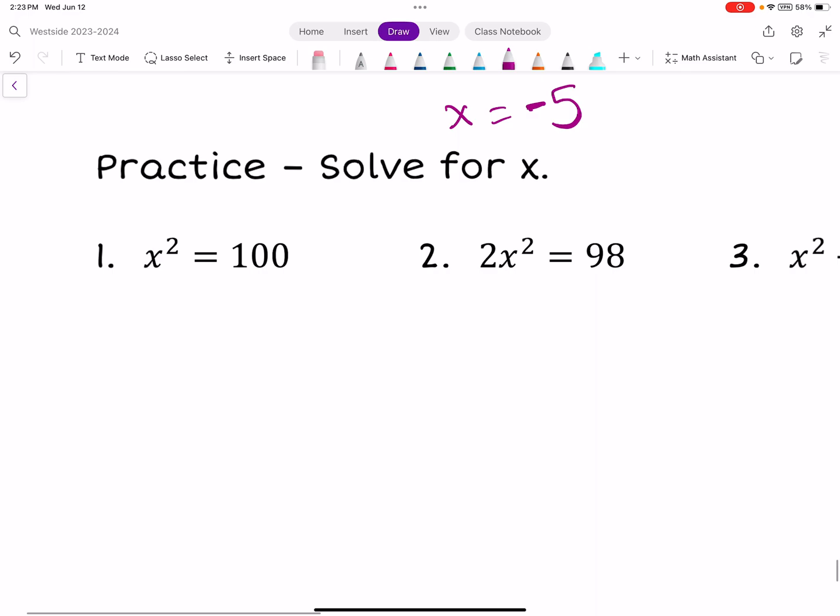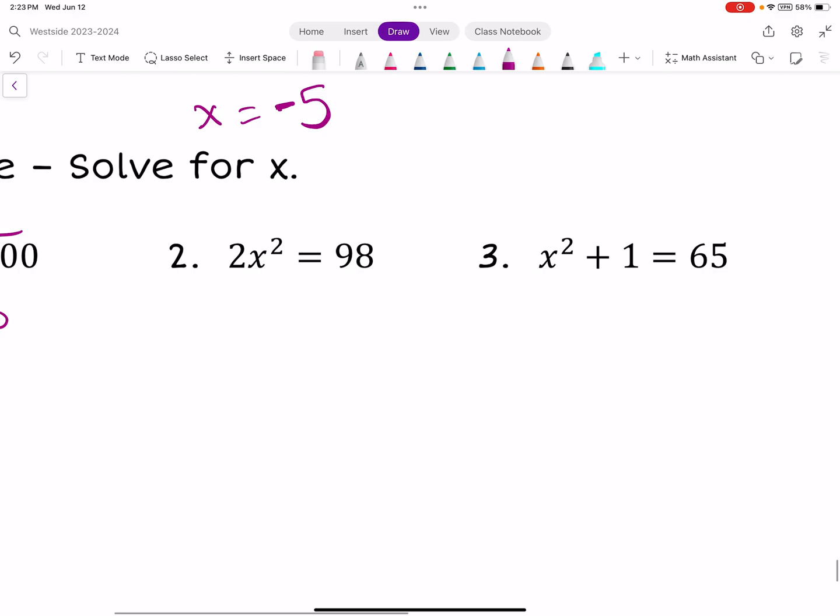So let's go ahead and practice this first one. It says x squared equals 100. To undo the square on the x, I'm going to go ahead and do the square root. So I would have x equals the square root of 100, which is 10, and then it also would equal negative 10.